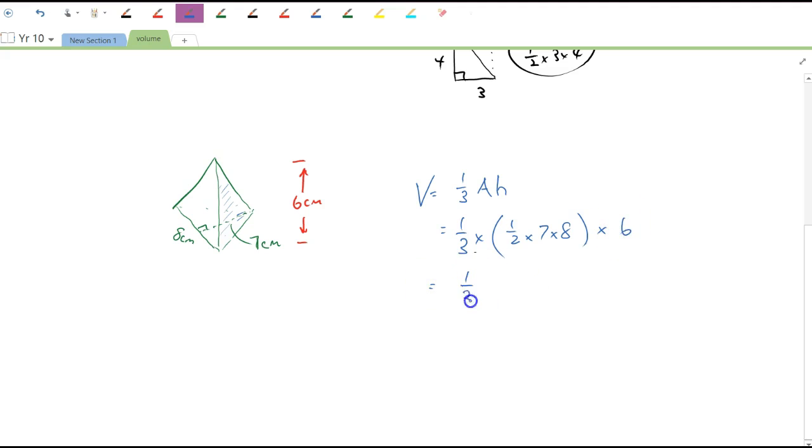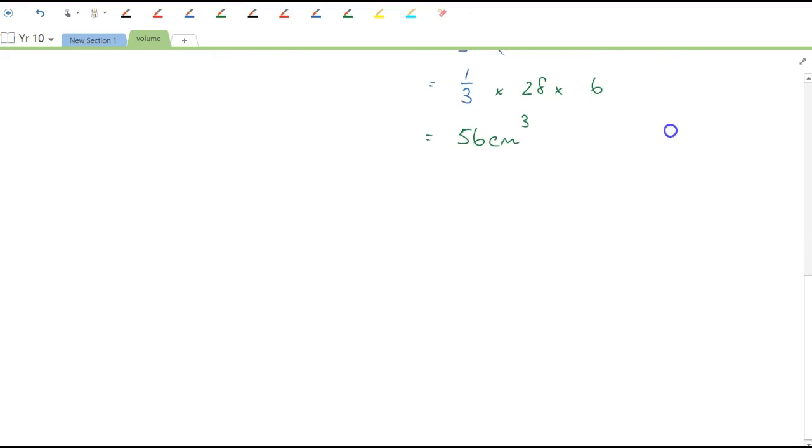So we just do a little calculation here. This here is my A. That's my A. This is my H. A third AH. So come back to the calculation. This is 28. So half times 8 is 4, 4 sevens are 28, by 6. 1/3 of 6 is 2, 2 by 28 is 56. We're in centimetres. It's volume, so it's centimetres cubed. And that's that. Okay, let's have a look at one more example.